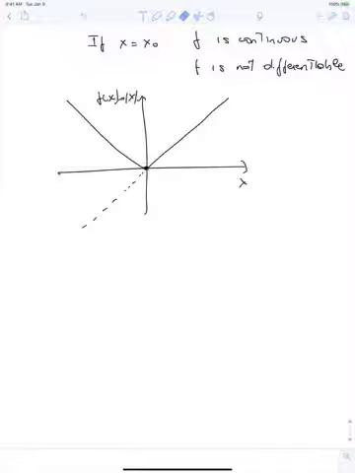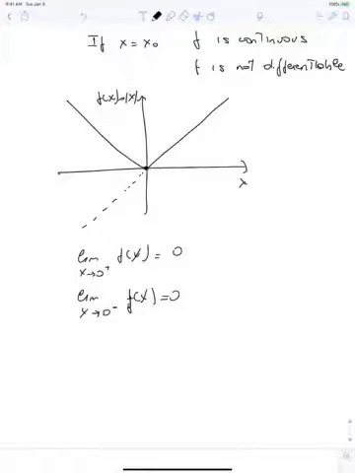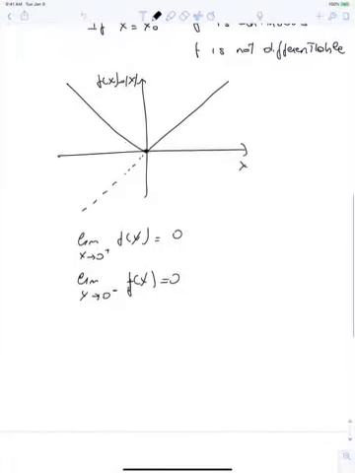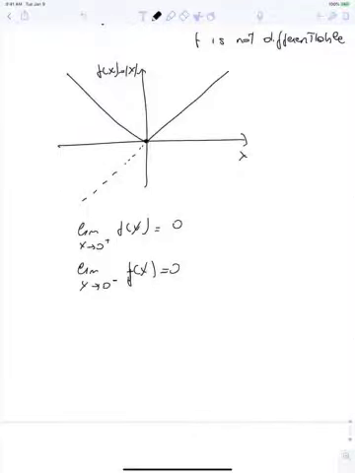So the function is continuous because obviously the limit for x that goes to 0 from the left of f of x is equal to 0, and the limit for x that goes to 0 from the right is equal to 0. So the two limits are the same, so the function is continuous. Which basically means that you can draw the function without interrupting your drawing, without jumping from one point to the other one.